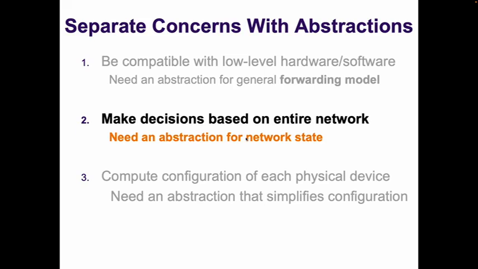Okay, what about the second one? Make decisions based on the entire network. So here you need an abstraction for the network state. And so how do you get this? How do you support this network state abstraction?